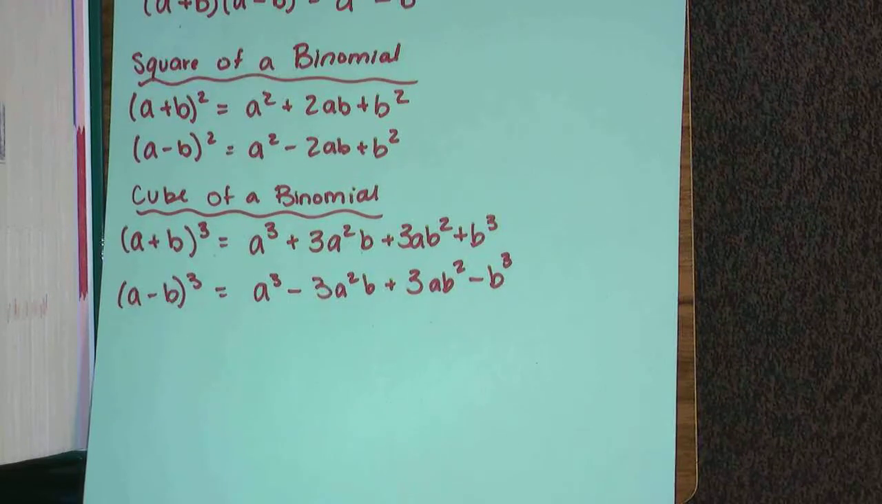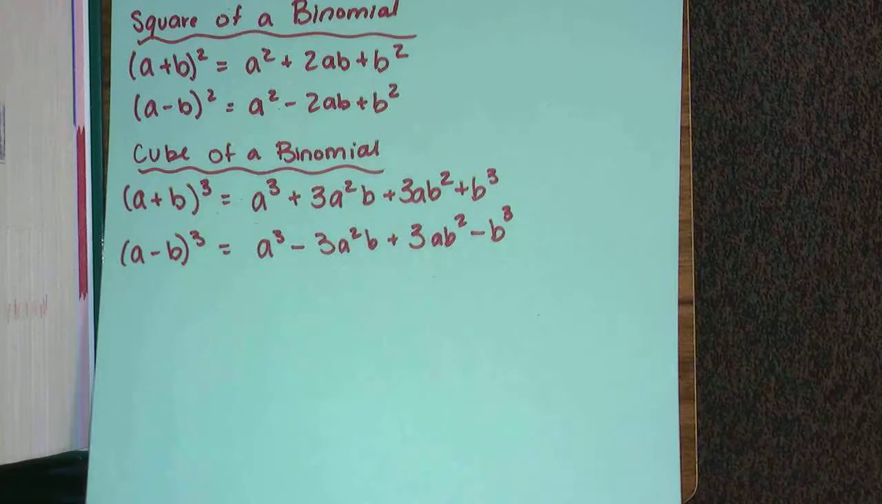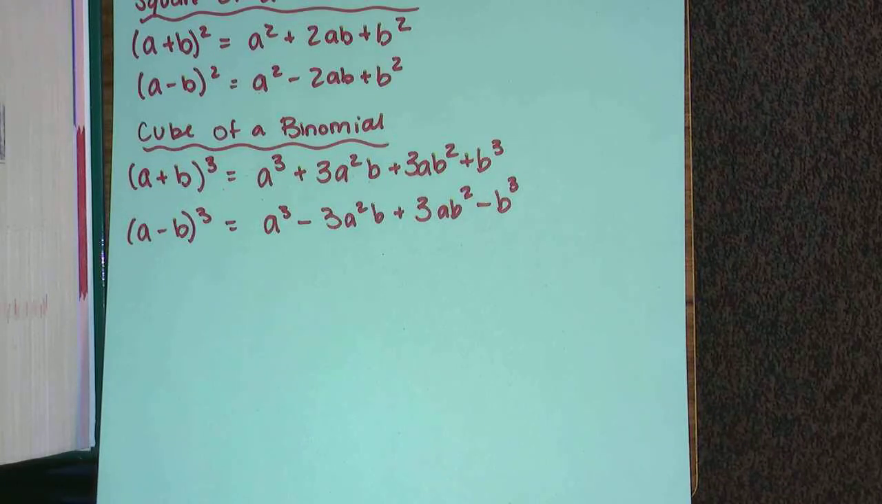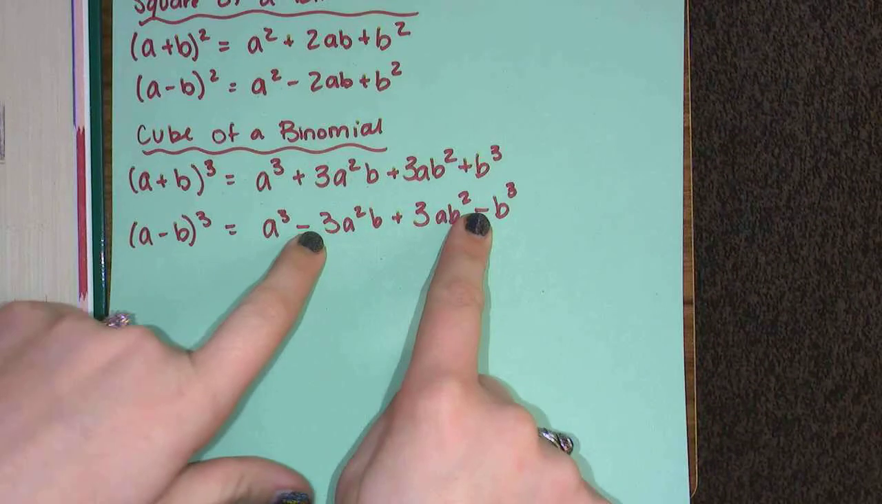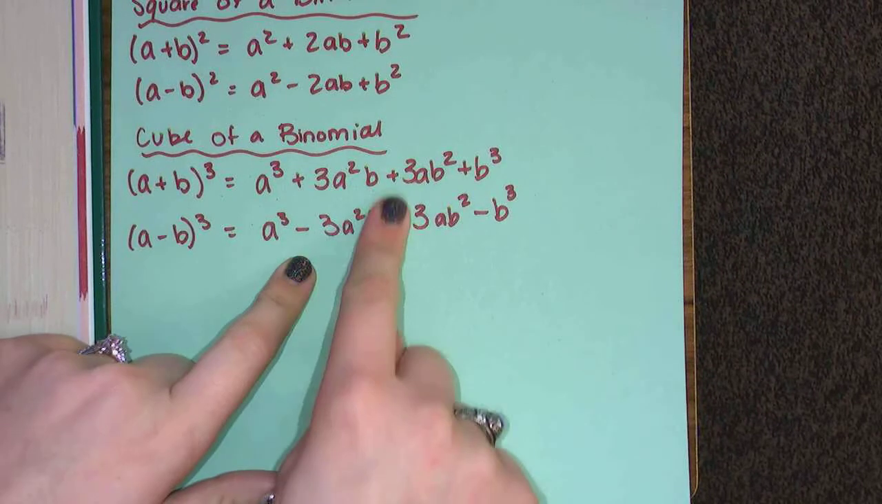And then lastly, the cube of the binomial: we have a plus b cubed is equal to a cubed plus 3a squared b plus 3ab squared plus b cubed. And then basically the same thing for the other one, but these two signs are flipped. Do you guys notice a pattern in these?